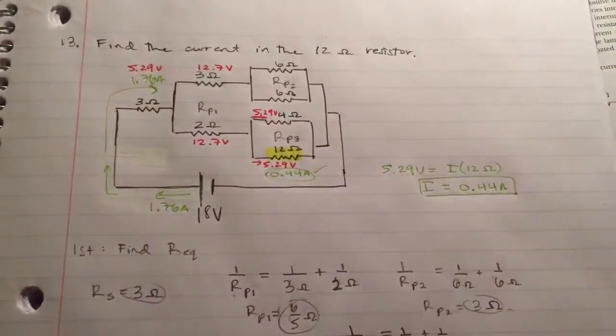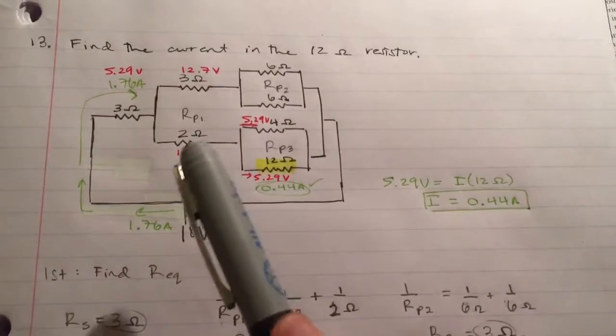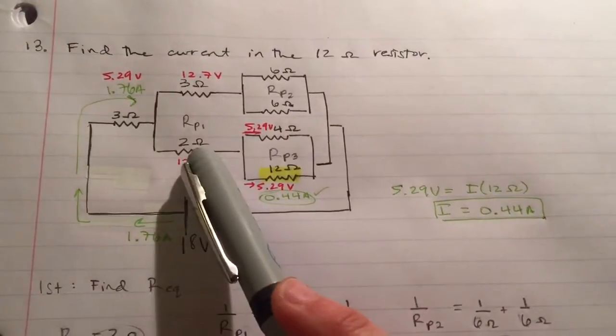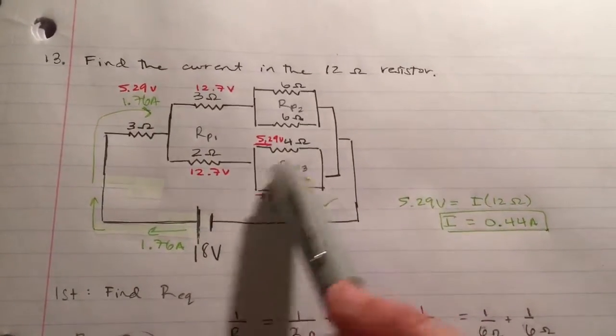So the only resistor in series is this one, so it's 3 ohms. And then there's 3 different resistors in parallel. So I count this as one parallel, the second parallel, and the third parallel.